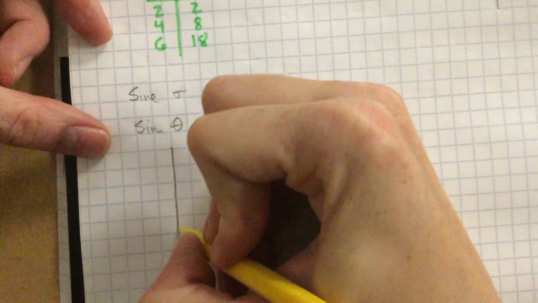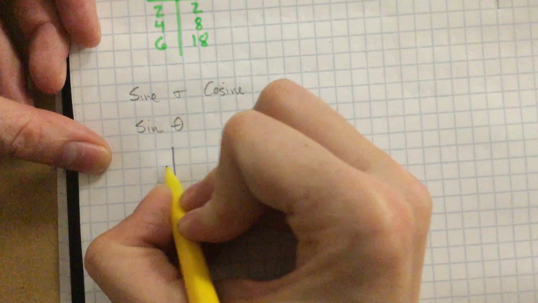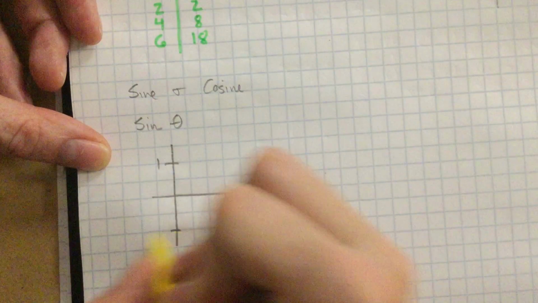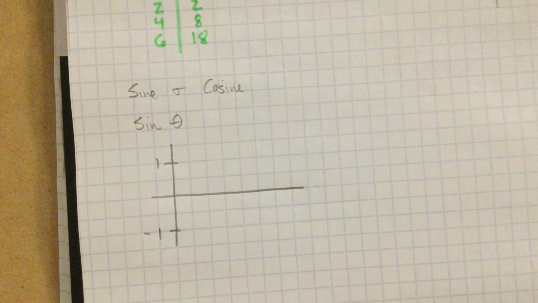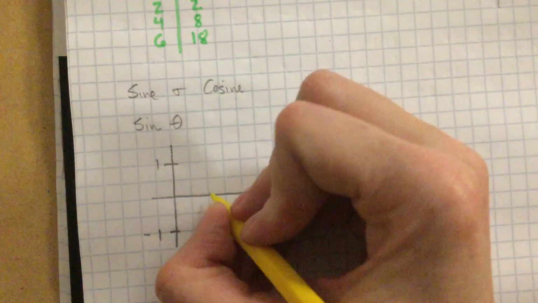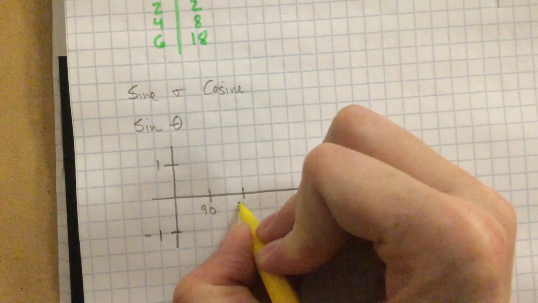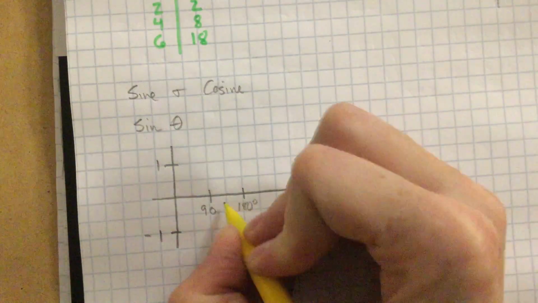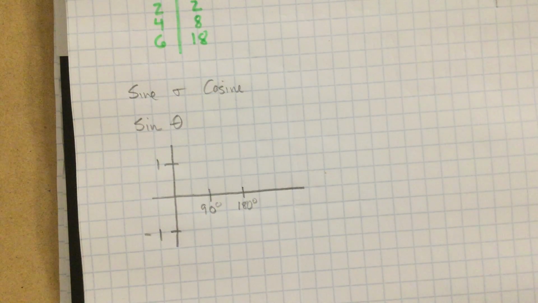So a sine graph is going to look like this. So this is 1, this is -1. So this is going to be 90 degrees. See, they made it around 180 degrees. Okay.